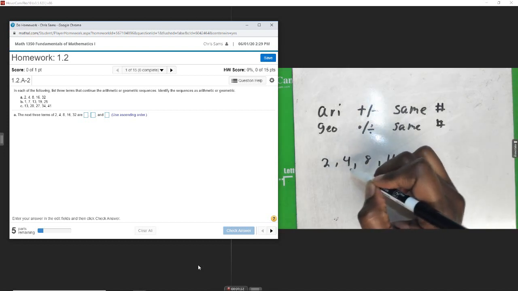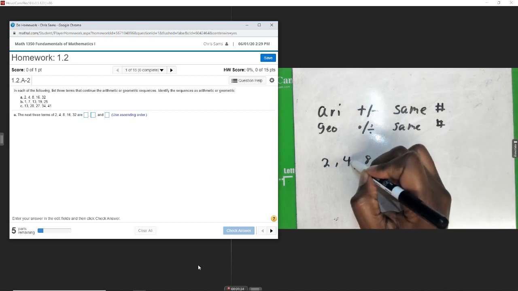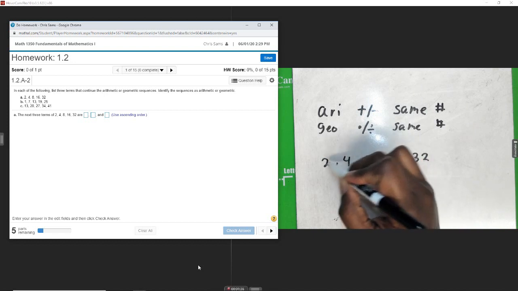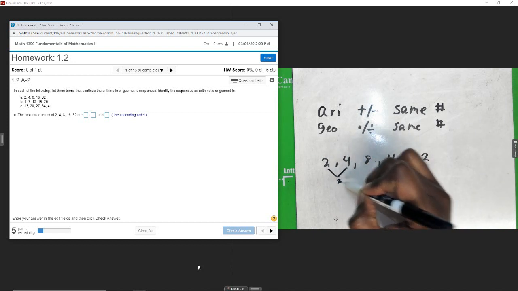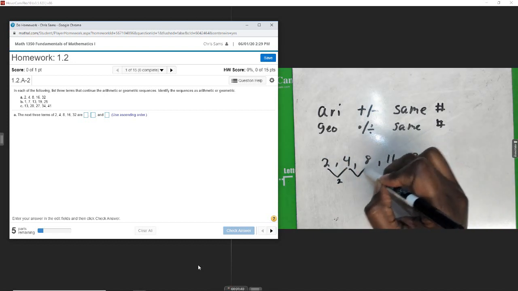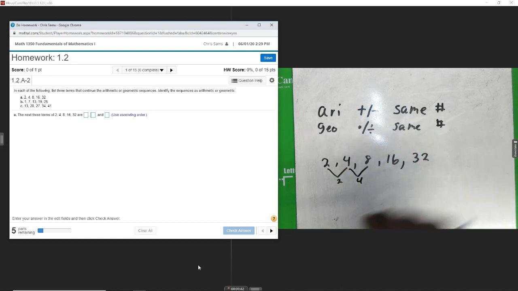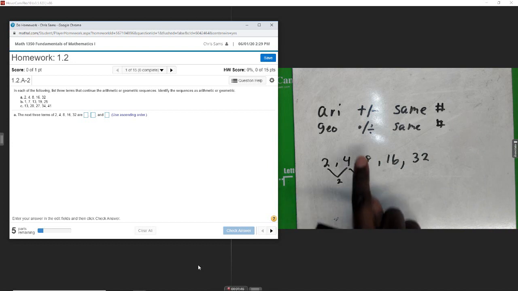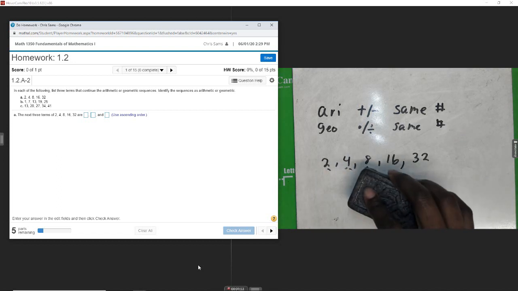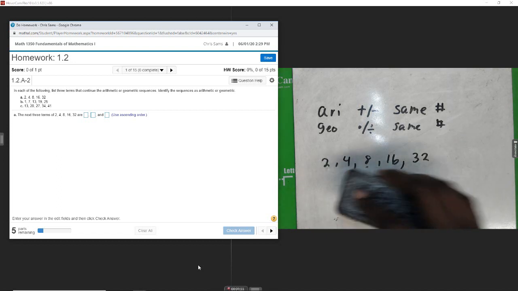So to find out if it's adding, I just subtract these, bigger minus smaller. So 4 minus 2 gives me a difference of 2. 8 minus 4 gives me a difference of 4. Okay, so right now when I see different numbers, then it's not going to be arithmetic. It's not adding the same number every time. Okay. So next thing I try to do is see, is it multiplying by something?